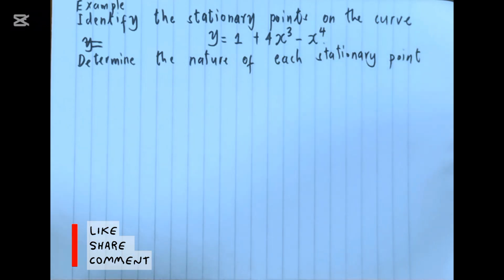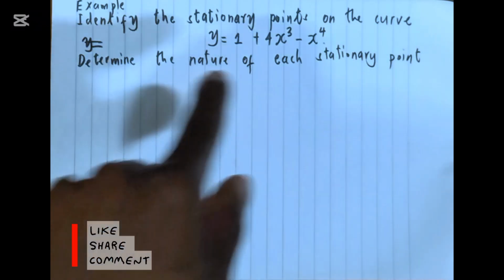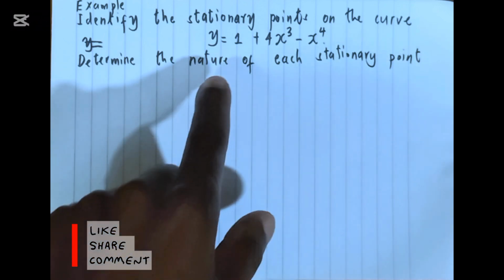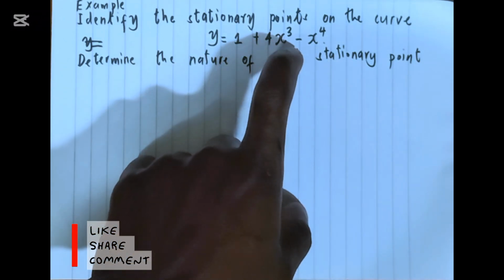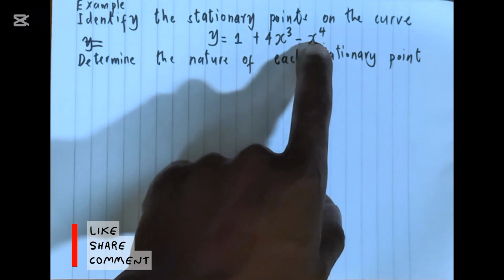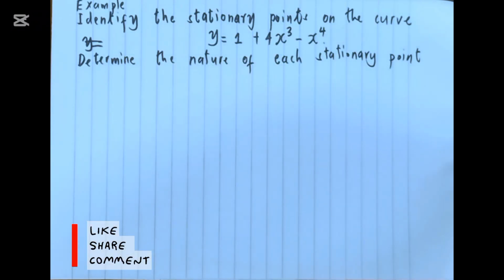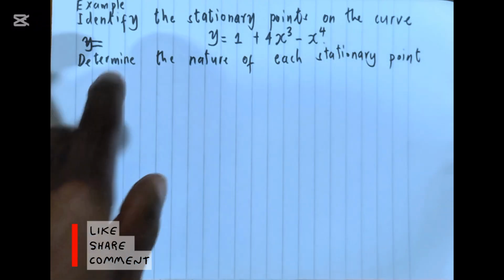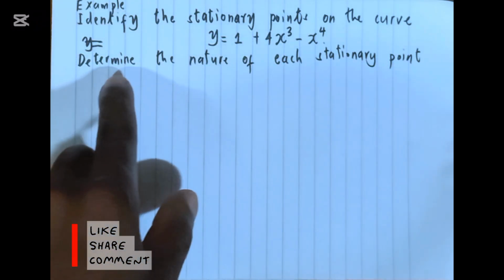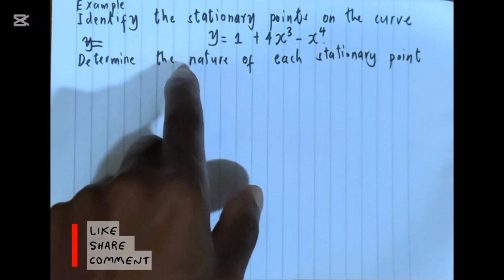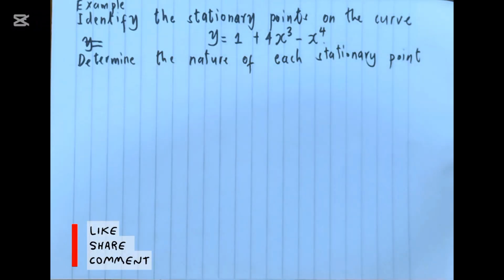So we are supposed to identify the stationary points on the curve y equals 1 plus 4x cubed minus x raised to 4. After we've identified the stationary points, we are also then supposed to find the nature of each of the stationary points, as the second part of our question.